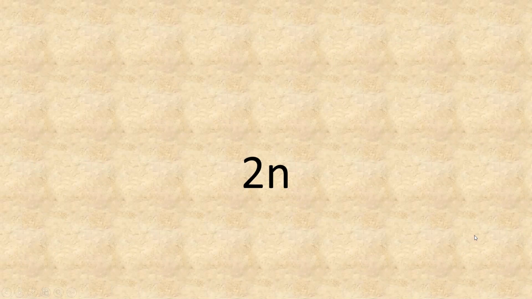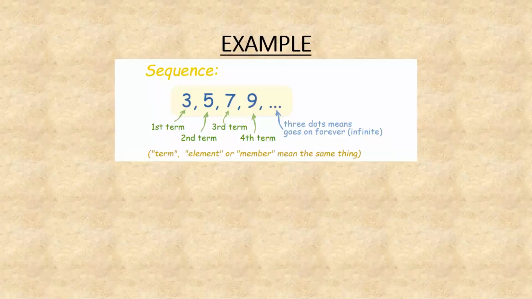Now see this example. It's also a sequence. It has 3, 5, 7, 9 and so on. If I ask you what is the second term in the sequence? 5. What is the fourth term? 9. If I ask you what will be the fifth term, can you tell me the fifth term? 11. Okay, 11. How did you find out? Very good.